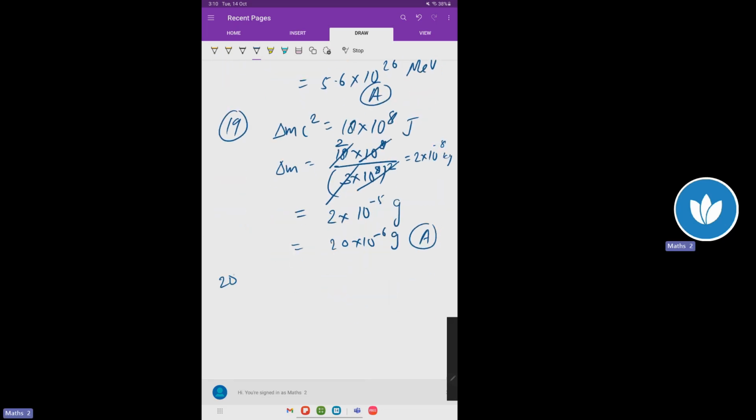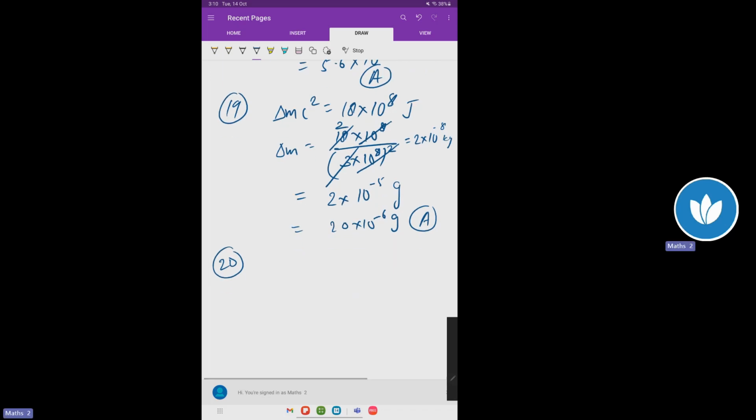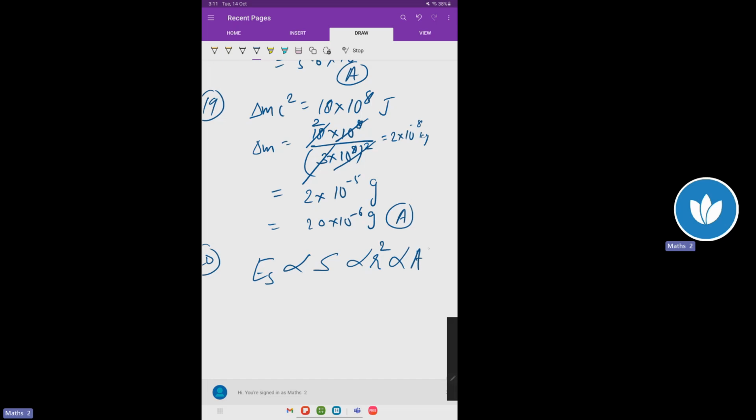Question number 20. For a nucleus AXZ having mass number A and atomic number Z, the surface energy per nucleon. Okay, surface energy is directly proportional to surface area, and surface area is directly proportional to R square. This is proportional to A raised to 2 by 3. So option A is correct.